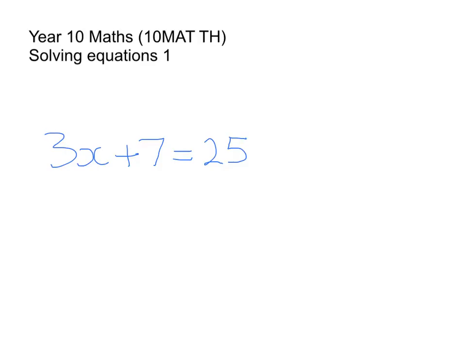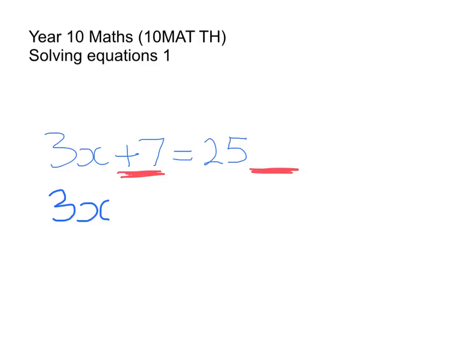Right, remember the big idea here is to keep things balanced, so I'm going to do the same thing to both sides of the equation. So I'm going to start by removing the 7 from both sides of the equation. In other words, I'm going to subtract 7 from both sides.